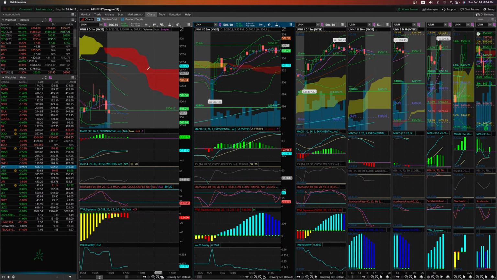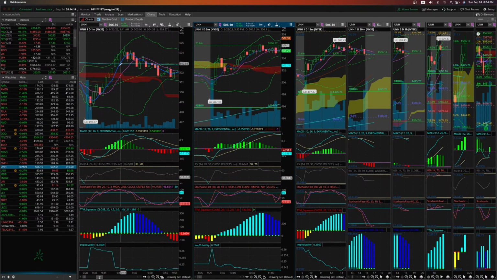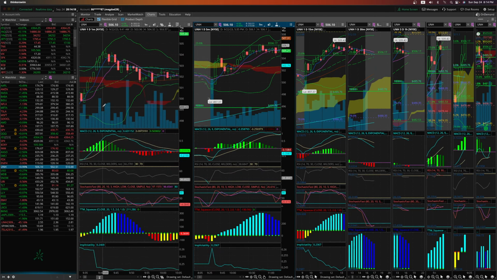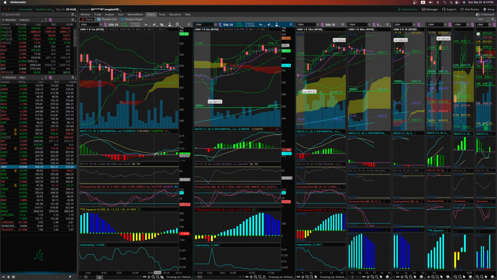For example, UNH, you can see here in the morning it jumped up. Okay, you missed this. You want to wait. The best entry, I'll tell you a trick. The best entry to enter a stock is when the 1 minute MACD golden crosses for calls.